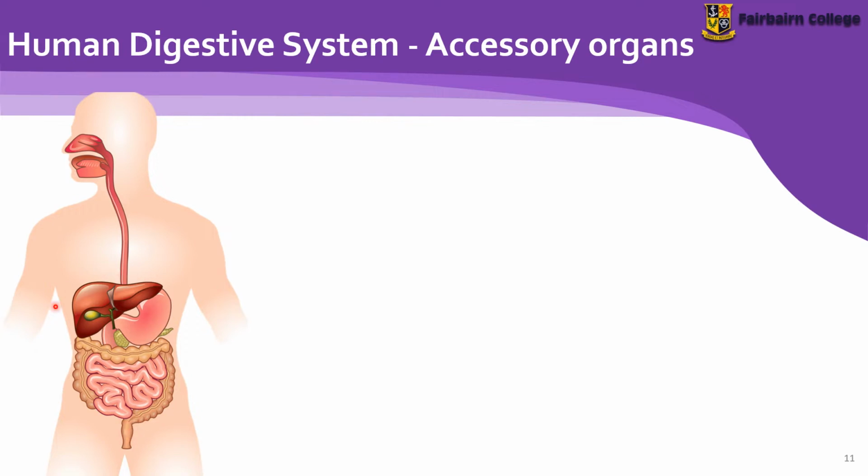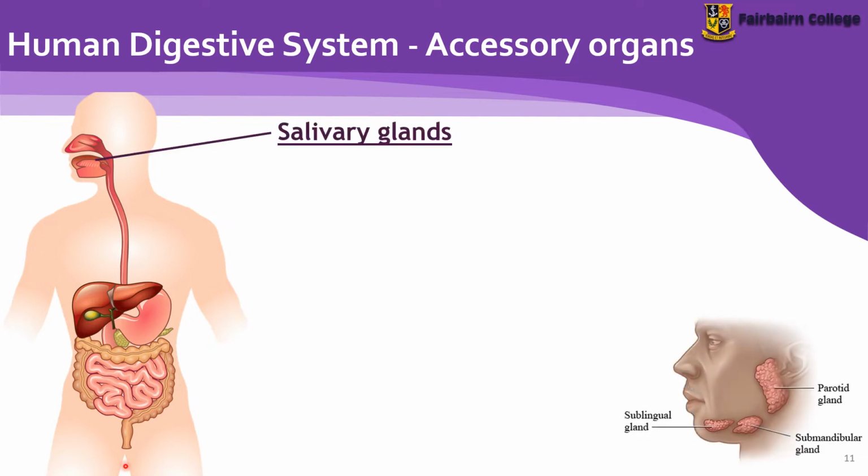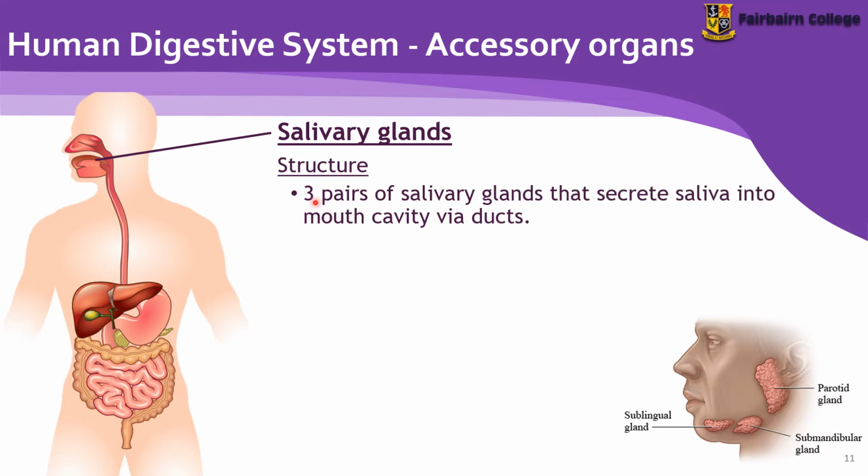So that then moves us on to the additional organs that assist the functioning of the digestive system, called the accessory organs. The first accessory organ we're going to look at is the salivary glands. The salivary glands are three pairs of salivary glands that secrete saliva into the mouth cavity via ducts that connect or open into the mouth cavity. You do not, however, need to know the names of the three pairs of salivary glands.